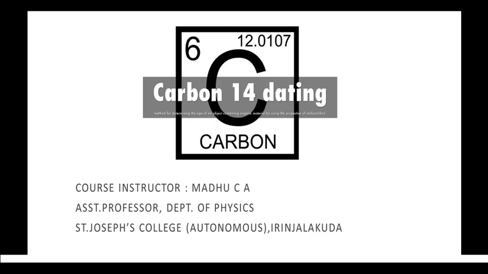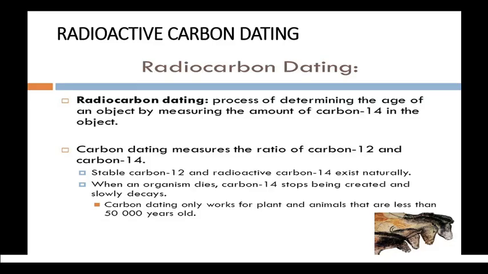Today we are going to deal with radioactive carbon dating and also radiation hazards. So what is radioactive carbon dating? It's a process of determining the age of an object by measuring the amount of carbon 14, radioactive carbon, in the object.